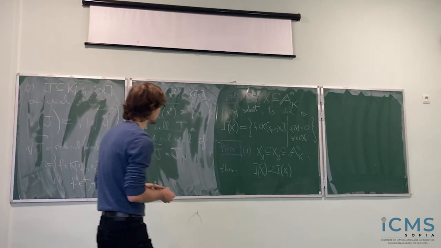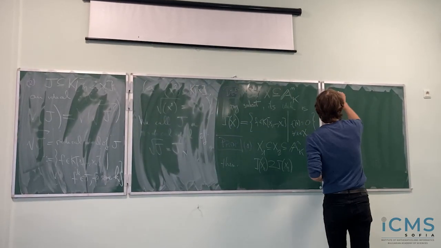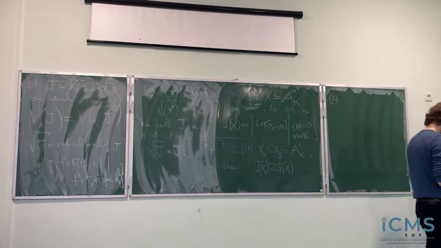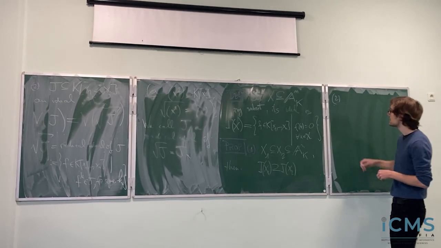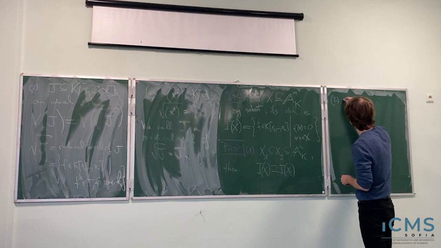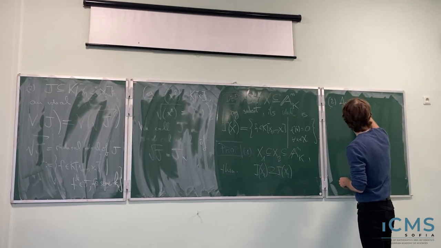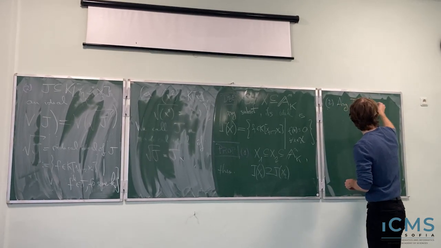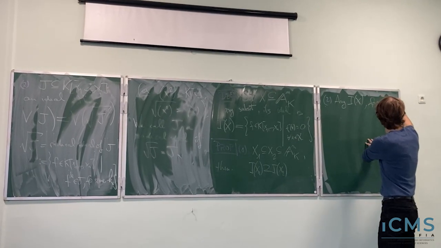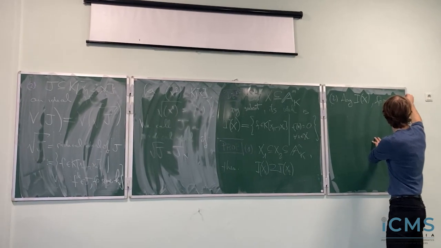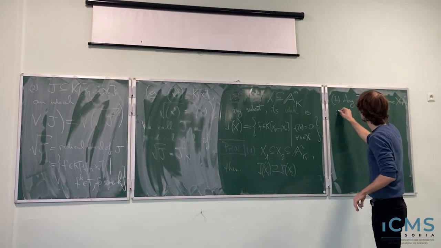Okay, the second property, which is very interesting for this, is that any ideal I of x, for some x in A and k, is radical.